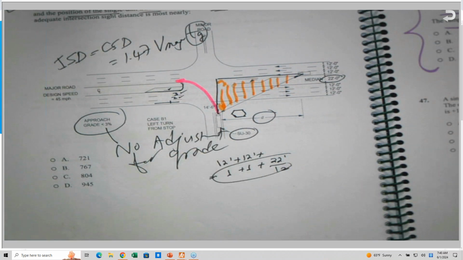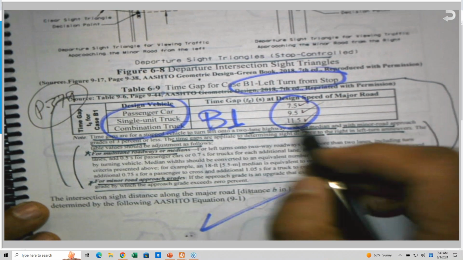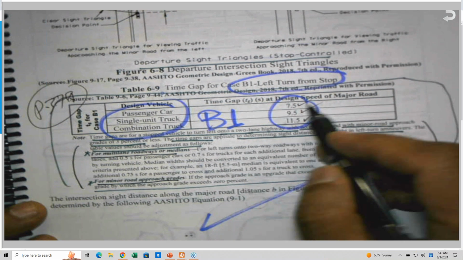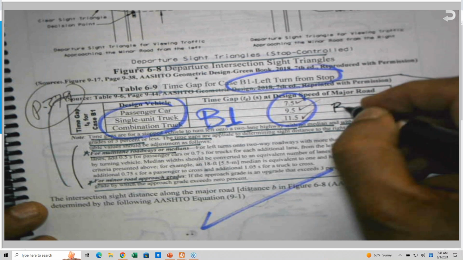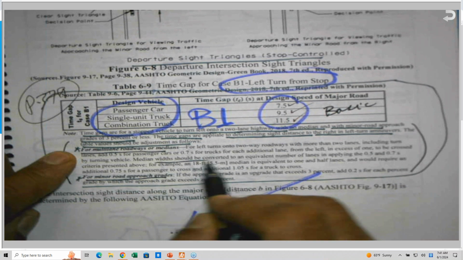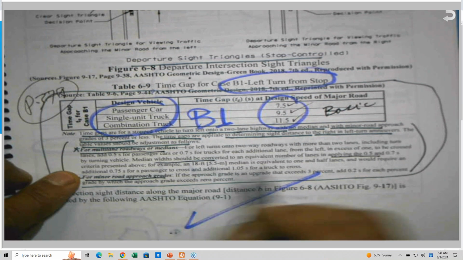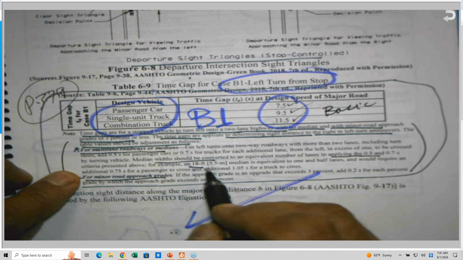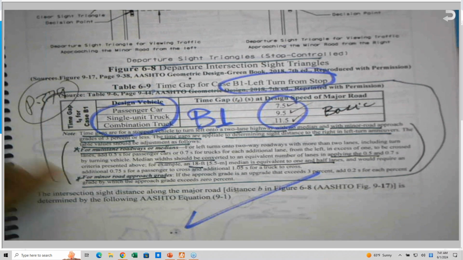Because for every additional lane this truck will cross, we have to add the extra time that it will take, and we add it to the basic time gap, T sub G. This is the basic. After that you have to adjust it for the number of lanes, and for the median, for example, he said median width should be converted, and we apply 0.5 second, 0.57. For example, if it's an 18-foot median, it's equivalent to 1.5 lanes. So he took 1.5 times this. All these things we already talked about.